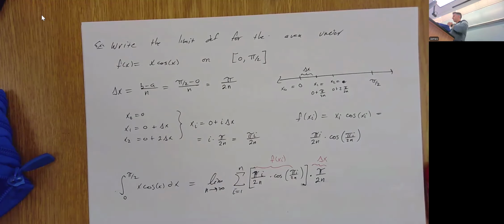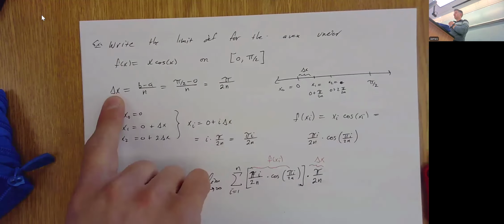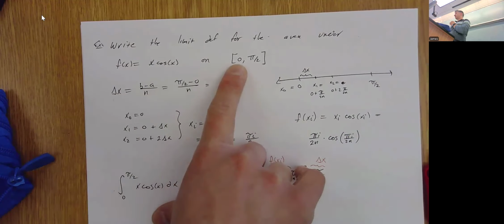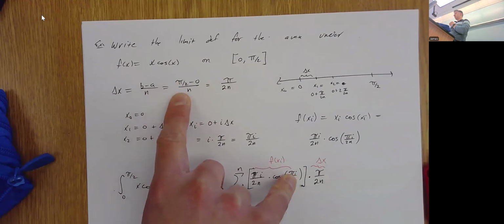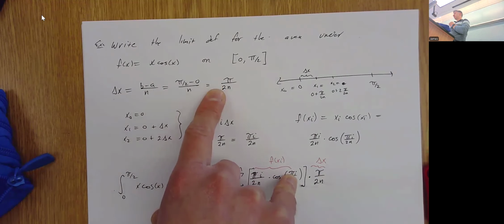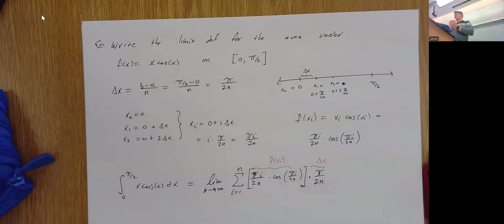So I understand how you got pi over 2n, and then I understand the x sub i equals 0 plus i delta x, but I don't understand right below that. Why did you multiply i by pi over 2n? Well, what's delta x? So the delta x, which is the length of your interval divided by n, is my pi over 2 divided by n, which is my pi over 2n. Oh, you're multiplying i by this. Exactly, yes.